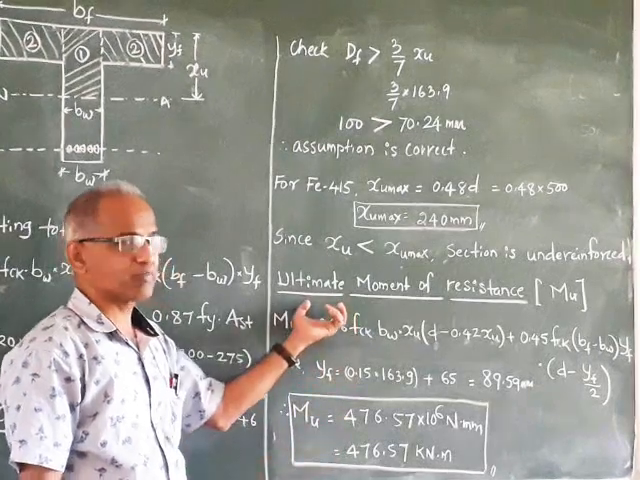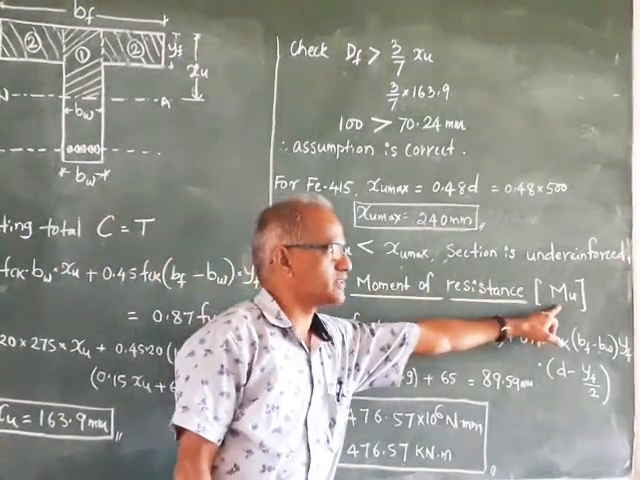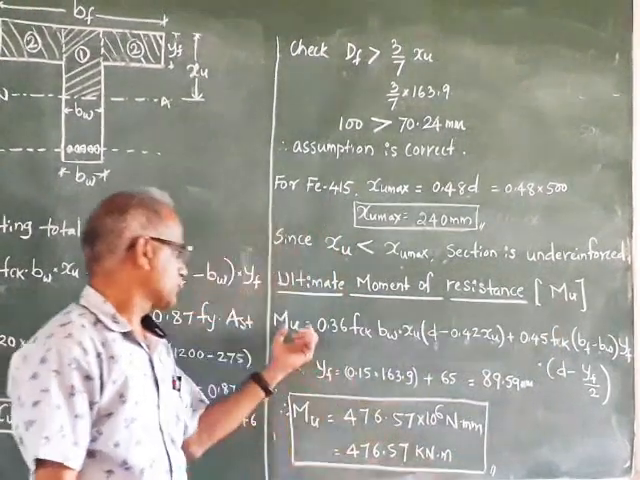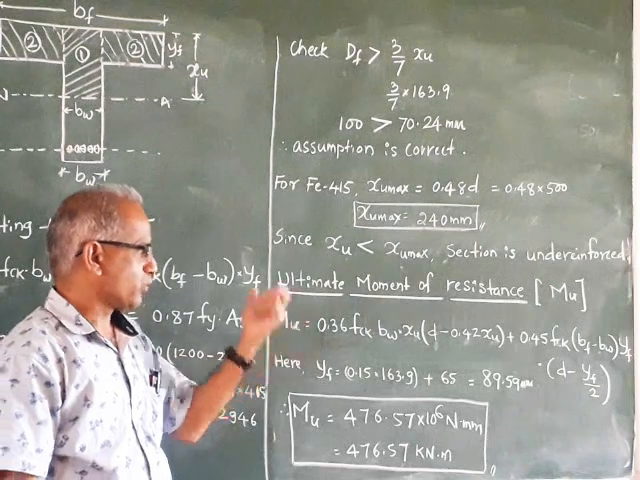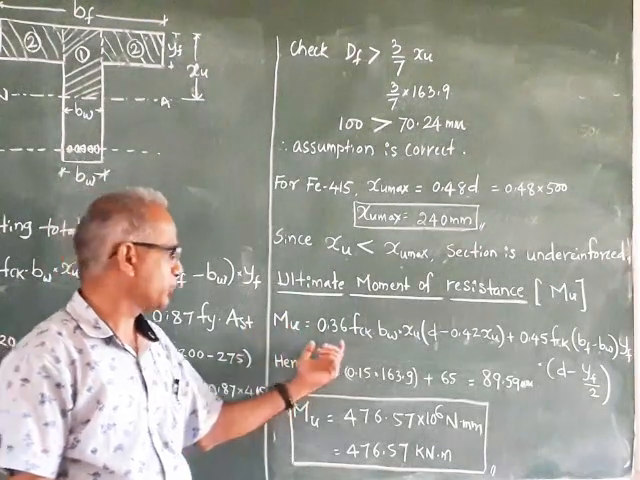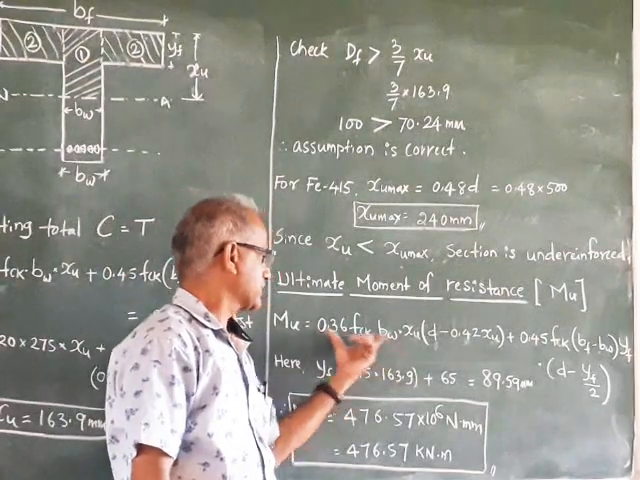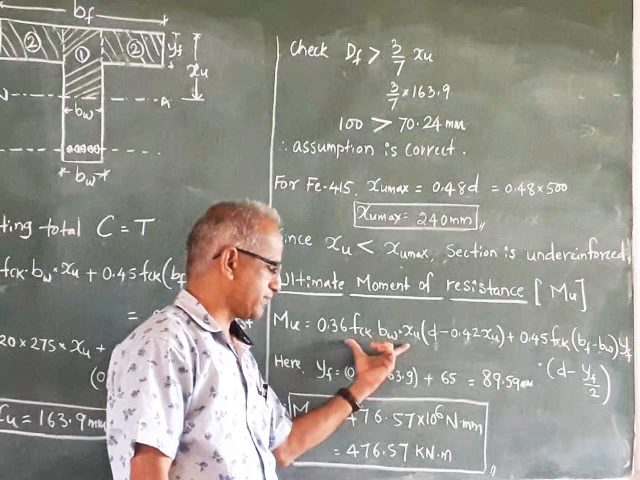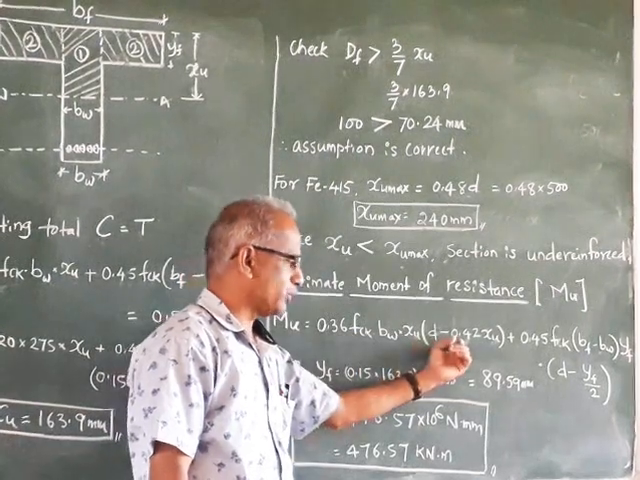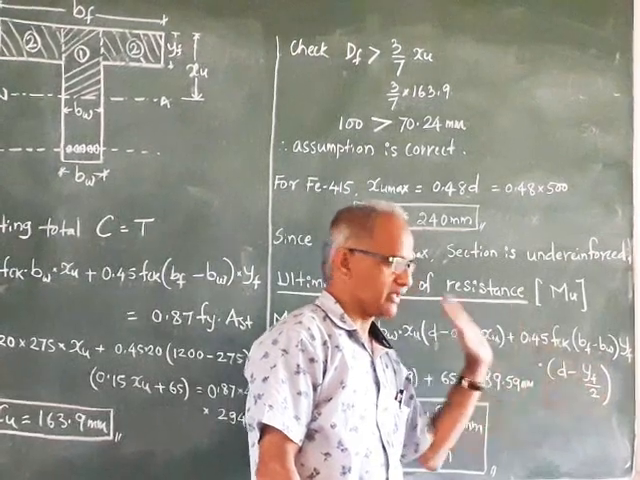Okay. Now the final step is to calculate the moment of resistance, that is the factored moment Mu. As in the previous problem, we use the same equation with a small change: 0.36 fck bw xu is C1 into lever arm plus C2 into lever arm.